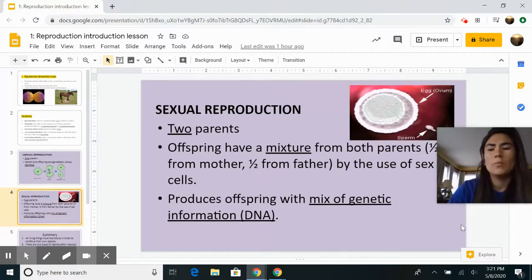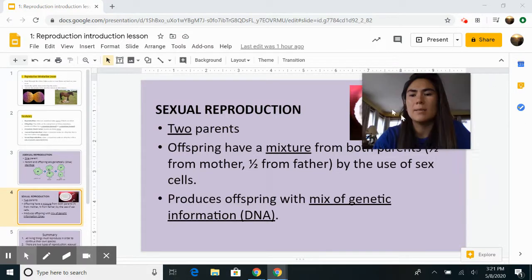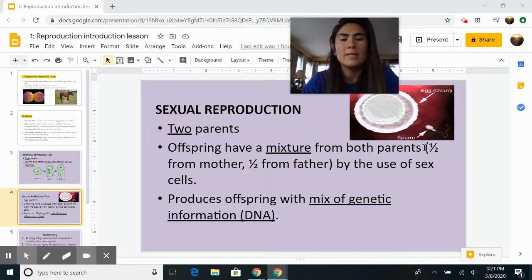So this is the one where most students are like, I know a lot about this, kind of because we're humans. This is the type of reproduction that we are accustomed or really know about most of the time because this is the way that we were born, right? So sexual reproduction, it involves two parents. Usually it's a male and a female when we talk about humans and animals. And the offspring or the children have a mixture of both parents.